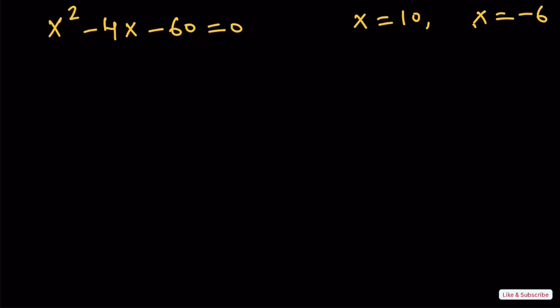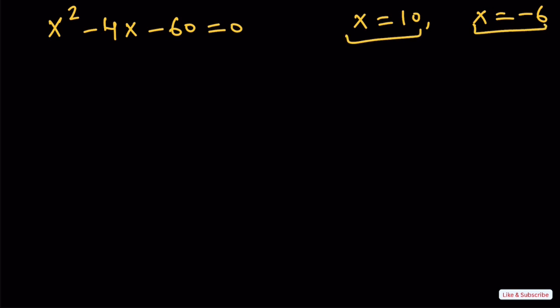There are so many quadratic equations which cannot be factorized completely. In that case, the quadratic formula comes in handy. So let's solve the same example we did before by using the quadratic formula. So our equation was x squared minus 4x minus 60 equals 0. And the answers, if we remember, were x equals 10 and x equals negative 6. So let's apply the quadratic formula to check these answers.